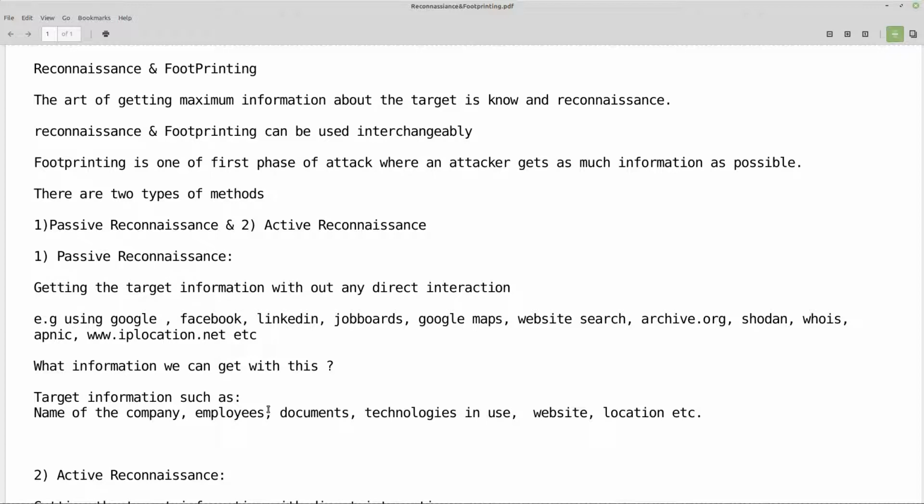For example, Google, Facebook, LinkedIn, job boards, Google Maps, website searches of that company or target, archive.org, Shodan, Whois, Netcraft, iplocation.net, etc. We will look at these tools later when we do our lab. This is how passive reconnaissance is done. The target information we can get includes the name of the company, employees, documents, technologies in use, website, location, etc. So this is passive reconnaissance.